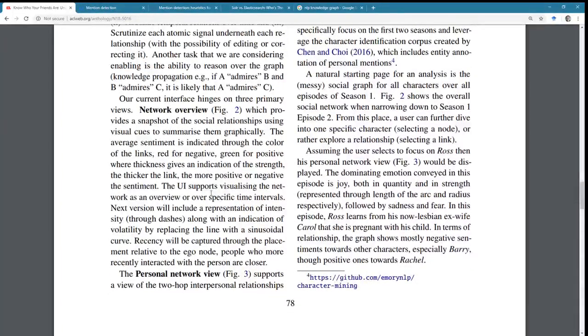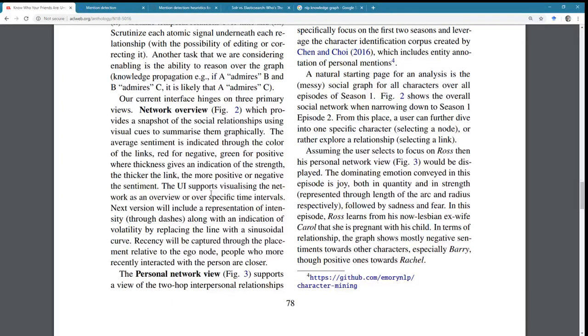Okay. Our current interface hinges on 3 primary views. Network overview, figure 2, which provides a snapshot of the social relationships using visual cues to summarize them graphically. I like that. The average sentiment is indicated through the color of the links, red for negative, green for positive, where thickness gives an indication of the strength. The thicker the link, the more positive or negative the sentiment. Okay, so it shows sentiment, but where's the rest of their tags? They had like 80 features.